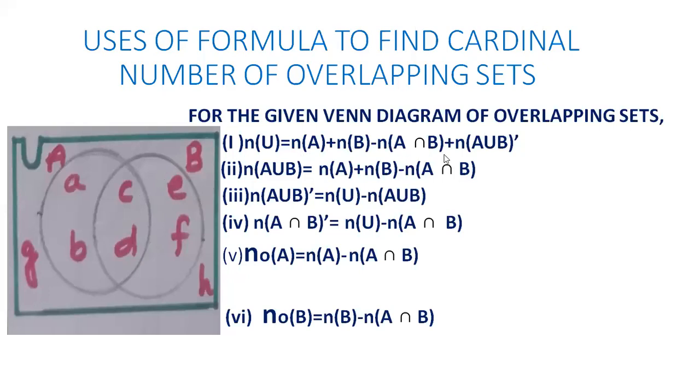Good. And n(A union B complement) means this outside. What is outside? Look here. G and H. How many are there? 2. It was there 4. 4 plus 4, 8. 8 minus 2, 6. And 6 plus 2, 8. Altogether, how many elements are there? Total 8. One number answer came like that. Understood, children?